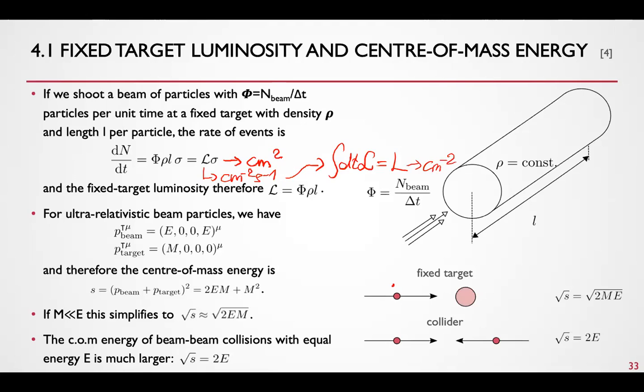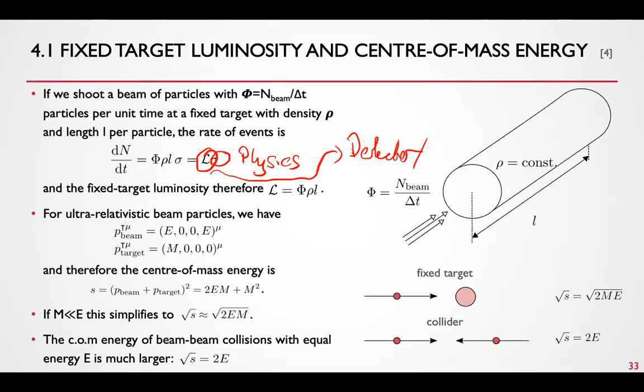Why this separation of these factors? The cross-section, let me say this again. The cross-section, this is physics. This is what you want to know. You want to know how often you produce a Z boson or a dark matter particle or a Higgs boson. That's in the cross-section. This L here, the luminosity, that's detector, detector maybe only very indirectly.